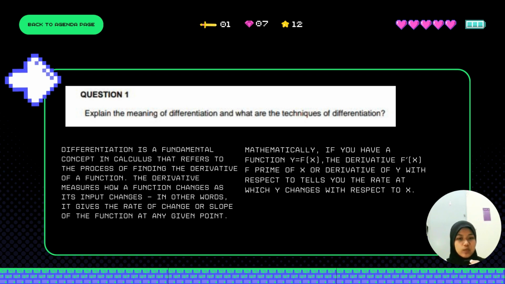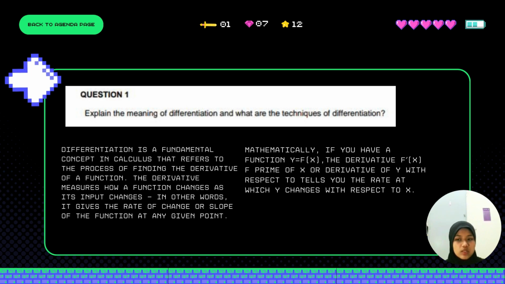Let's jump to question number 1. Explain the meaning of differentiation and what are the techniques of differentiation. As we know, differentiation is a way to find how fast something is changing. On the other hand, differentiation is a method in calculus that is used to find the rate at which a quantity changes. In simple terms, it helps you find the slope of a curve at any point.